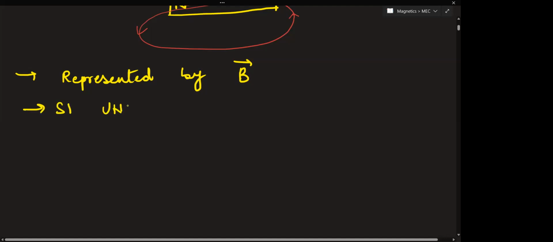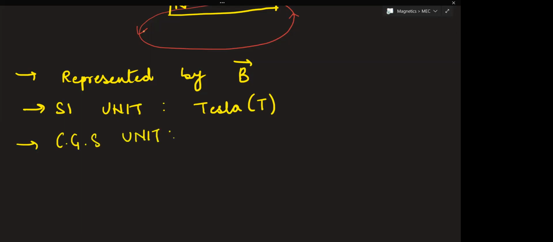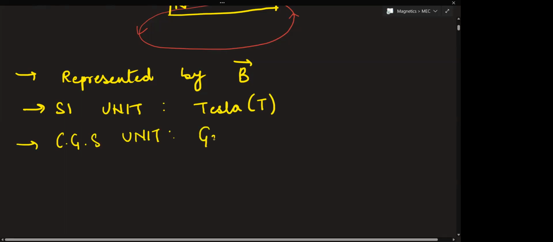Then the basic point includes the SI unit. So SI unit is Tesla, denoted through capital T. Does anyone have any idea what is the CGS unit of it? Gauss. Yes, Atif, right. Gauss is the CGS unit of magnetic field. Now, 1 Tesla is equal to 10 to the power 4 Gauss.